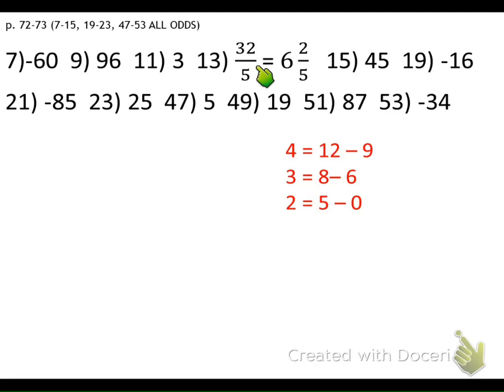I just want to make sure that some of you, if you put improper or mixed, you knew that they're both the same. The decimal form for number 13 is 6.4. Once again, the decimal for 13 is 6.4. So either the decimal, mixed, or improper. Other than that, the answers are what they are. So go ahead and finish up and make this happen quickly.